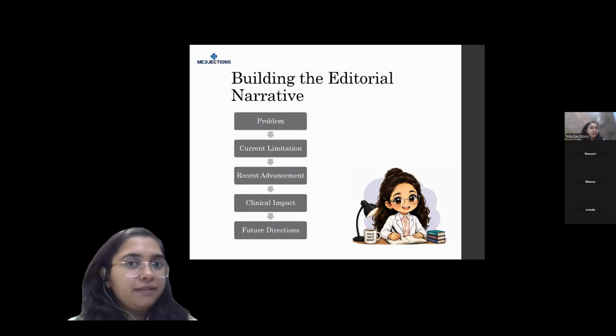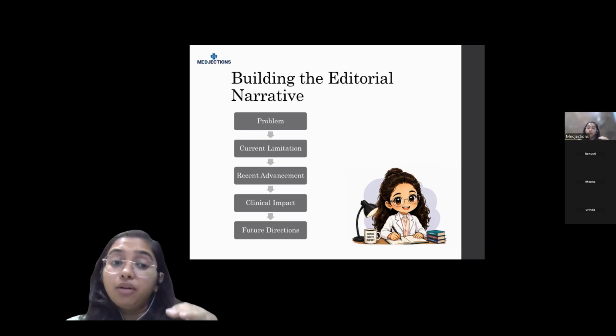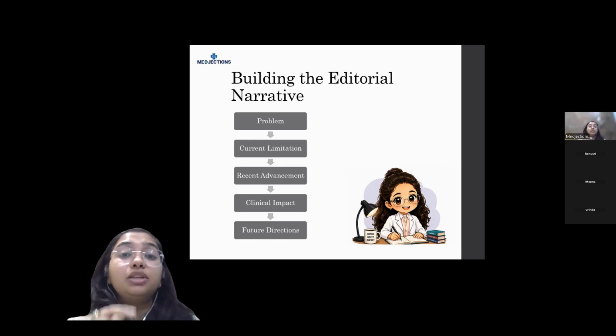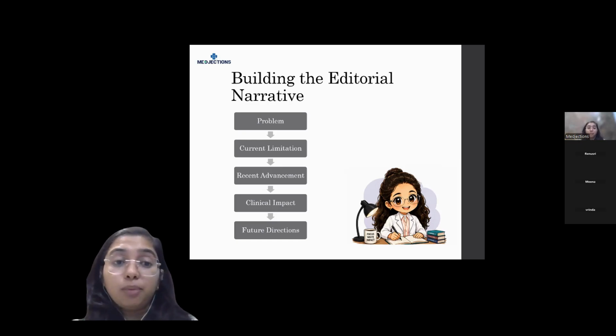Then the recent advancement. What are the properties of that drug? Now, what will be the clinical impact? And along with that, if there is something about the side effects that drug is going to cause, or is it going to address the problem that was happening with the previous drug? So all those things, clinical impact, and then the future directions. This is how, whenever you have a paper or a topic, you have to think.